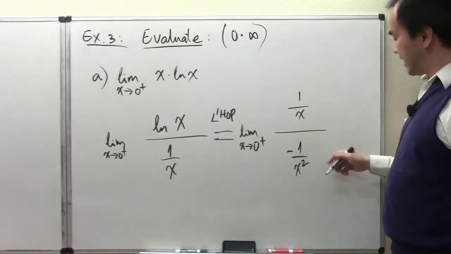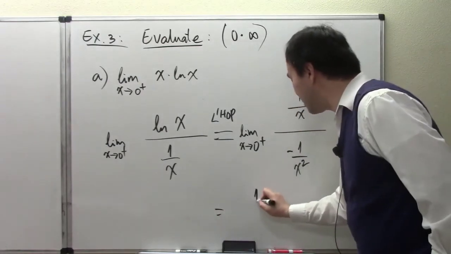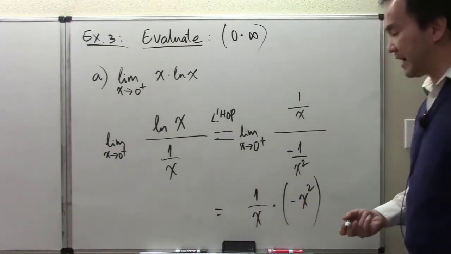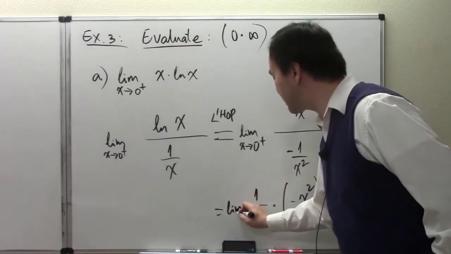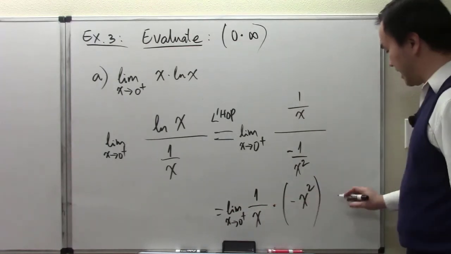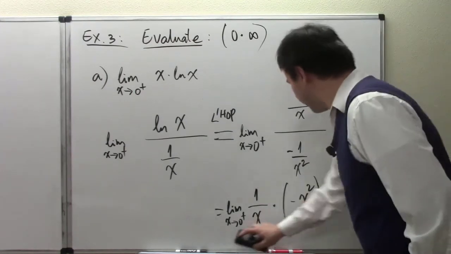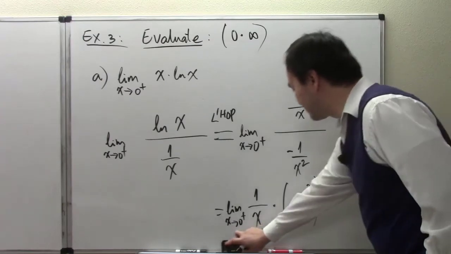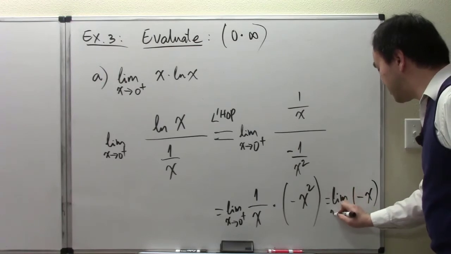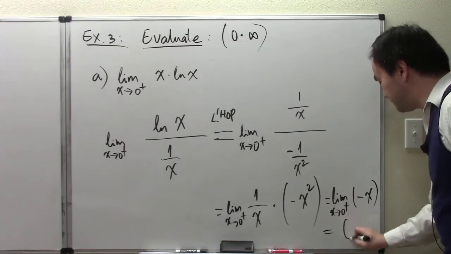So it's 1 over x times negative x squared now. It's just the rule of algebra. We're taking the limit as x approaches 0 from the right hand side. The x squared cancels and leaves me a minus x. Now we're taking the limit of minus x as x approaches 0 from the right hand side, and so the overall answer here is 0.